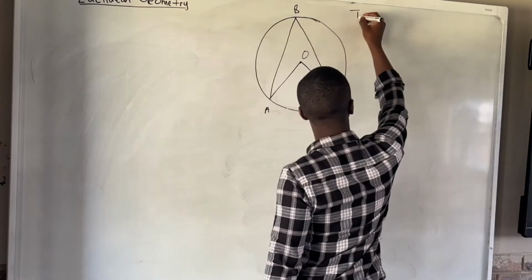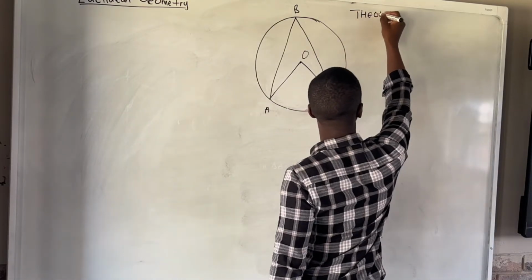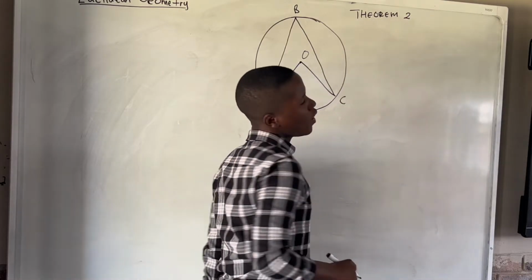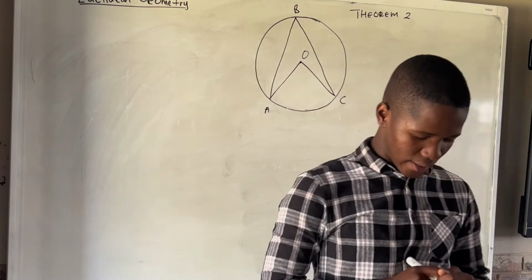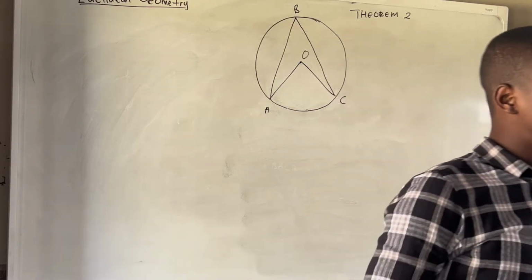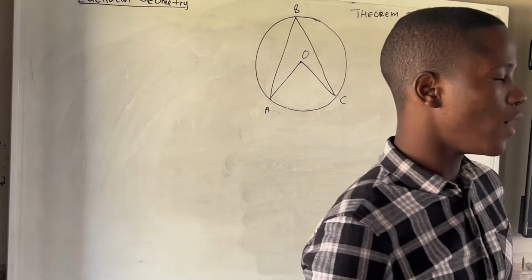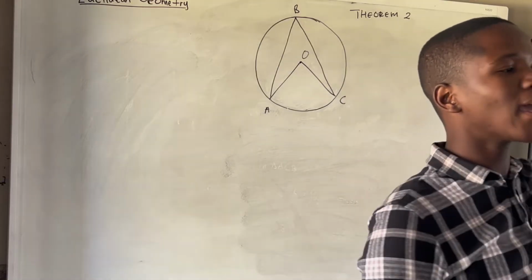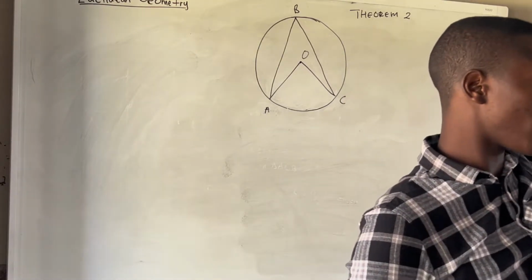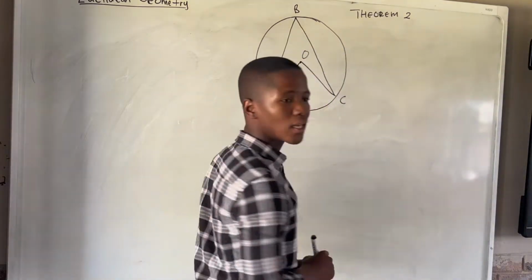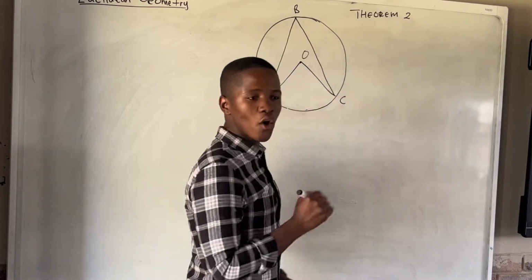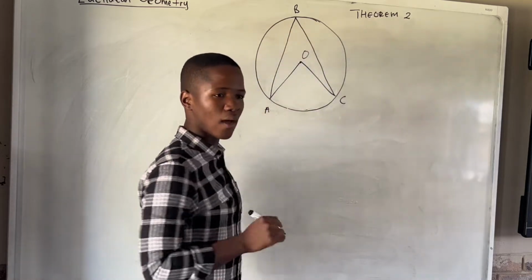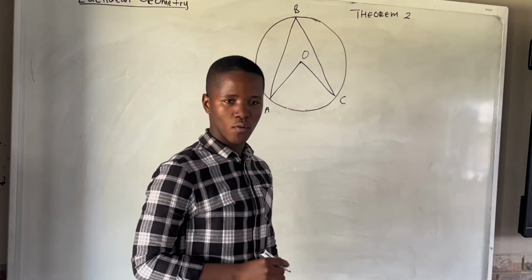The meaning today is we are looking at Theorem 2. According to Euclidean geometry, Theorem 2 states that an angle at the center is twice the angle at the circumference, right? So it is important to understand that this is going to be your angle at the center, which is going to be twice your angle at the circumference. But how do we go about proving it?